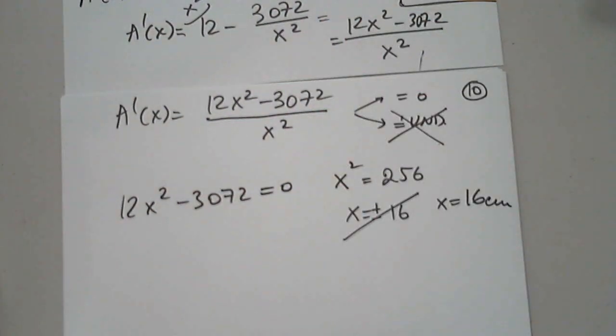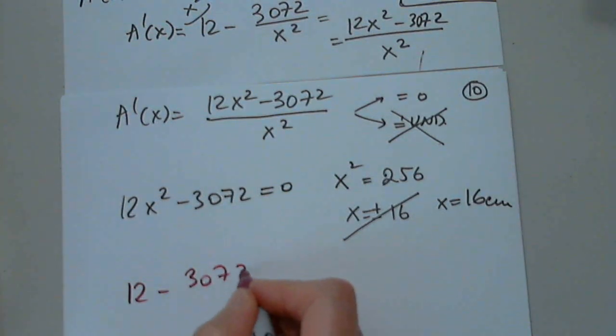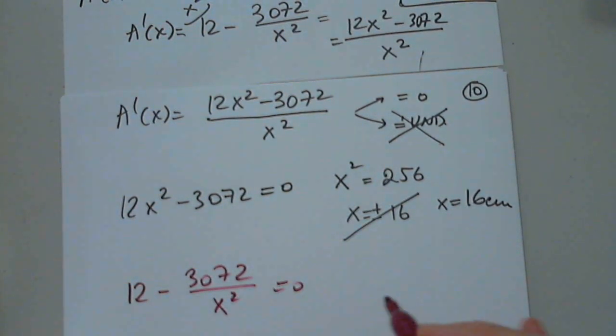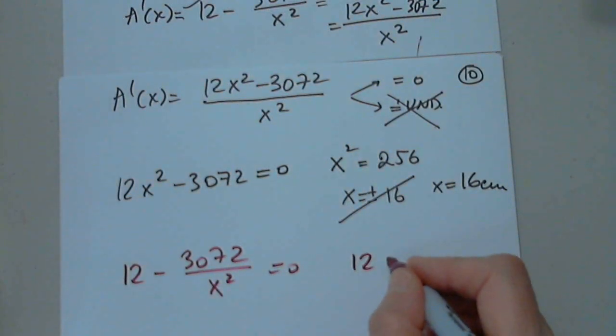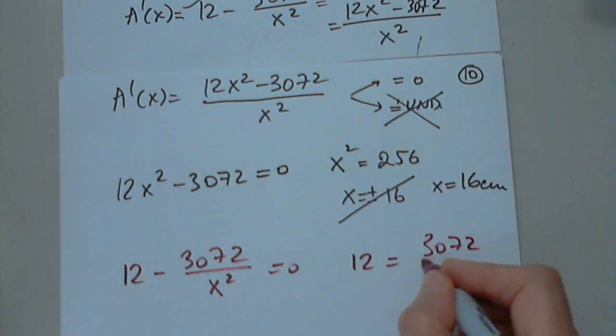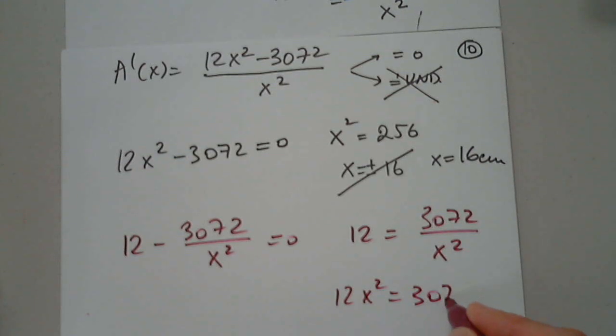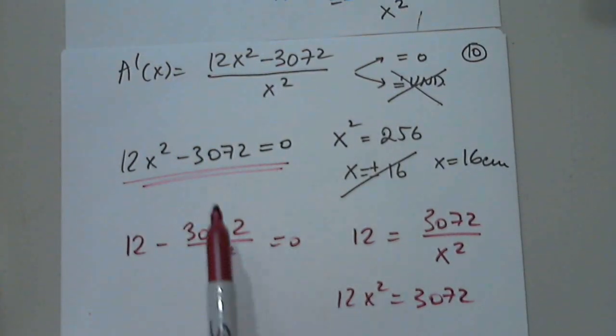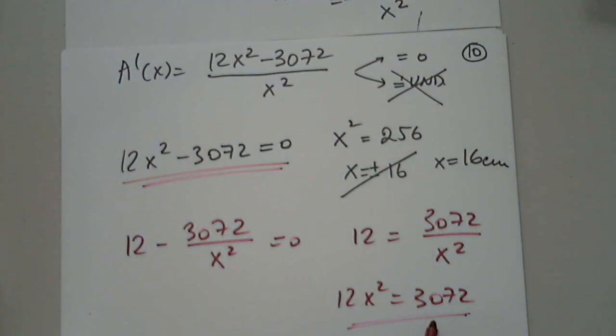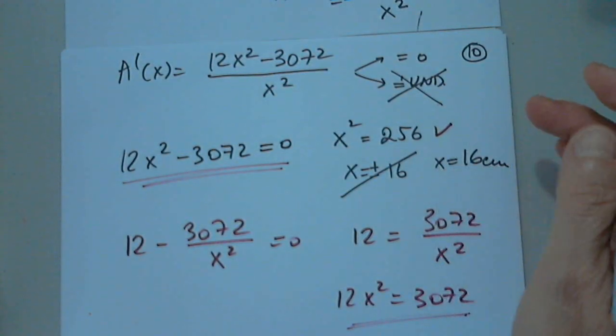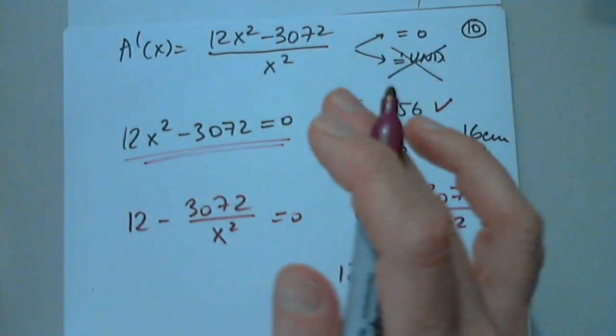Let me show what I'm saying, because you're correct. So 12 minus 3072 over x squared equals 0. This will be still the same thing. And you will still get 12x squared equals 3072. And you will still have to divide both sides by 12, and you will still get this. But you're correct because you have two fractions.